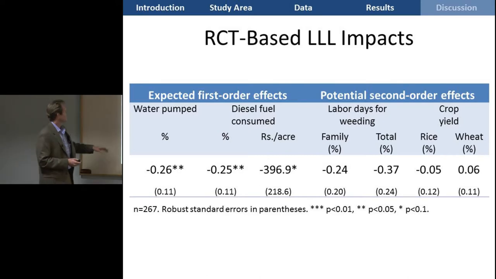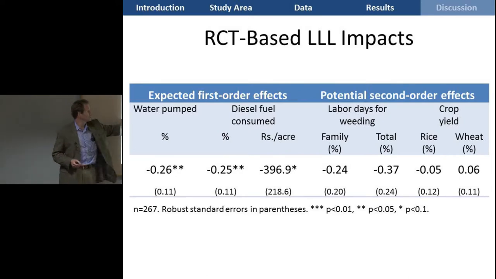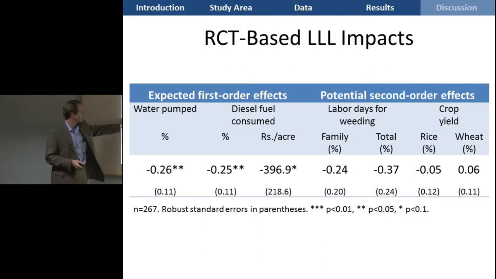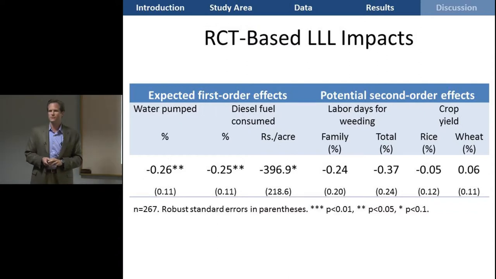This is broken into two different big sets of results. The first on the left-hand side are these expected first-order effects. They come in two types, water pumped and diesel fuel consumed. Diesel fuel, because these are all diesel fueled water pumps. And there we find, these are percentages, a 25% reduction in groundwater pumping, 25% reduction in diesel fuel consumption.